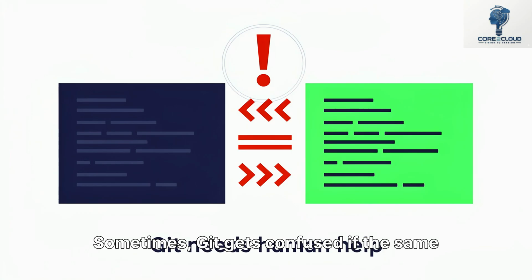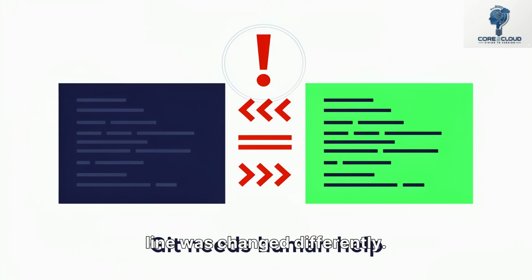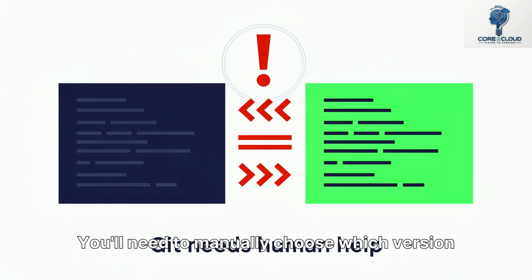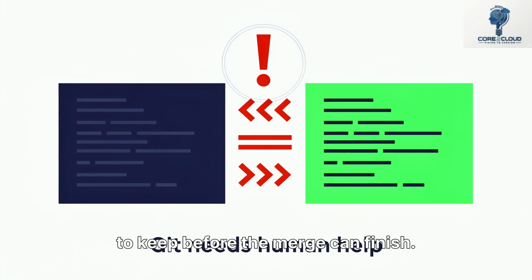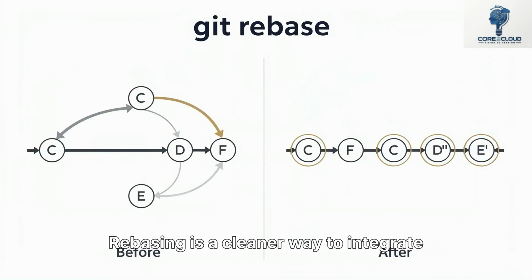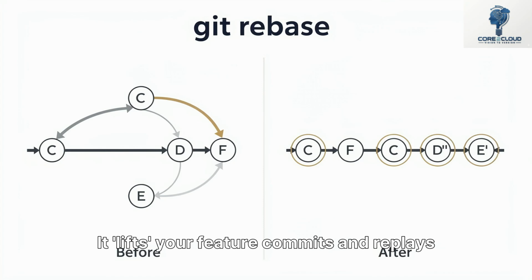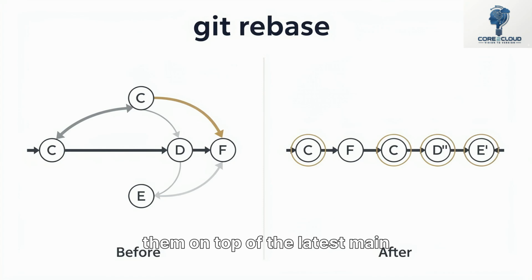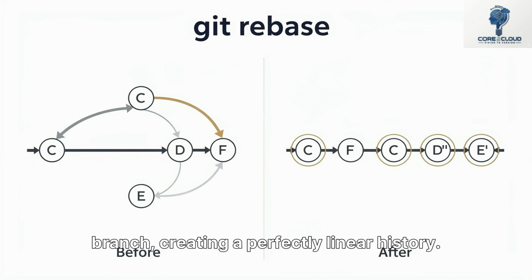Sometimes, Git gets confused if the same line was changed differently. This is a merge conflict. You'll need to manually choose which version to keep before the merge can finish. Rebasing is a cleaner way to integrate changes. It lifts your feature commits and replays them on top of the latest main branch, creating a perfectly linear history.